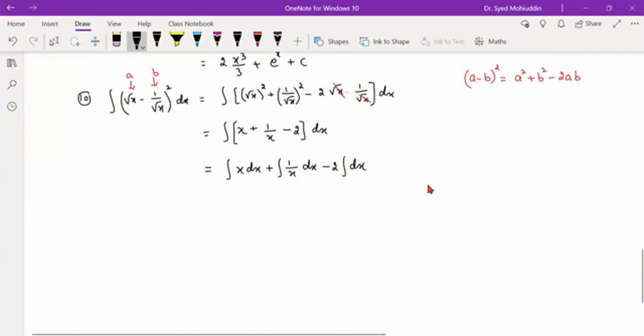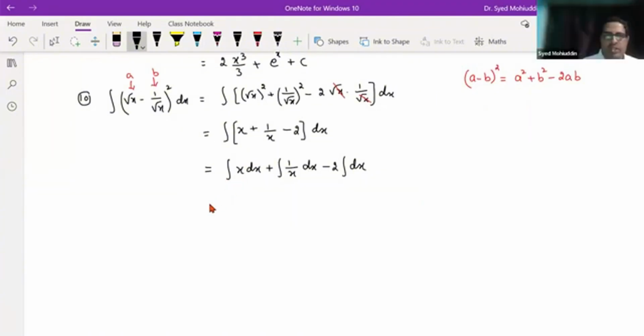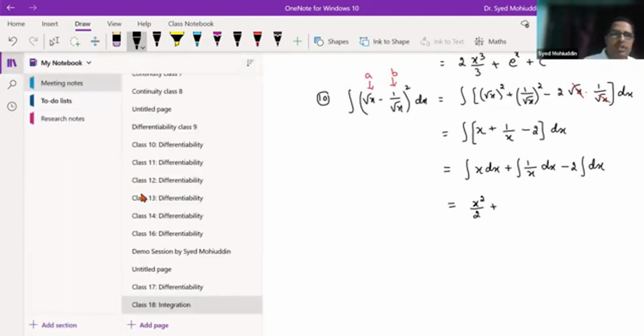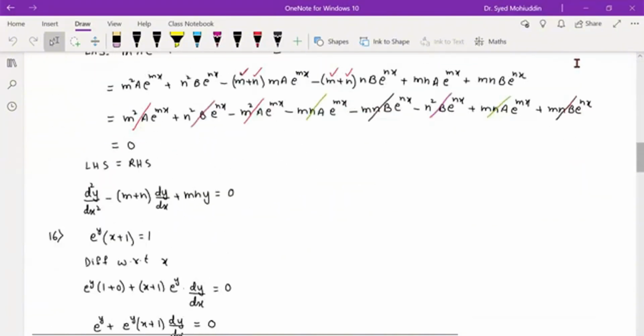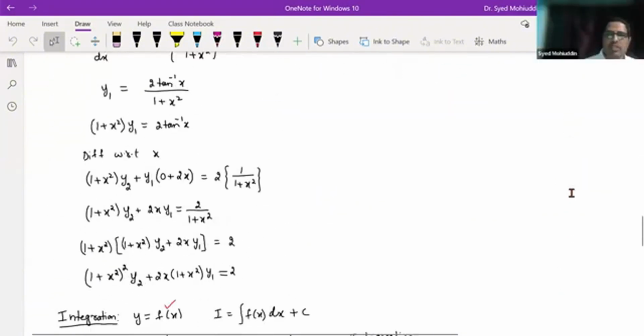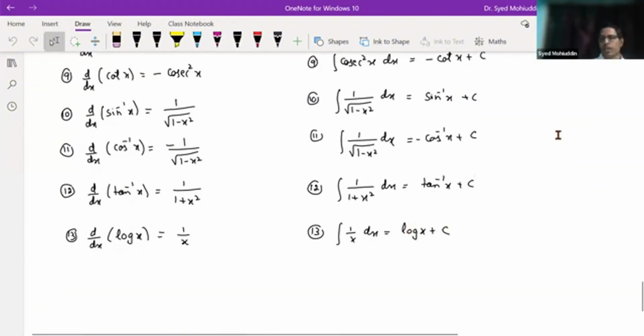Now let us try to integrate. All are having standard formulas. So integral of x is what? x square by 2. Integration of 1 by x is what? Basic formula. Last class I've given you. Remember, I gave you the whole list of formulas. Last class you've seen. Log of x or log of mod x, I hope.